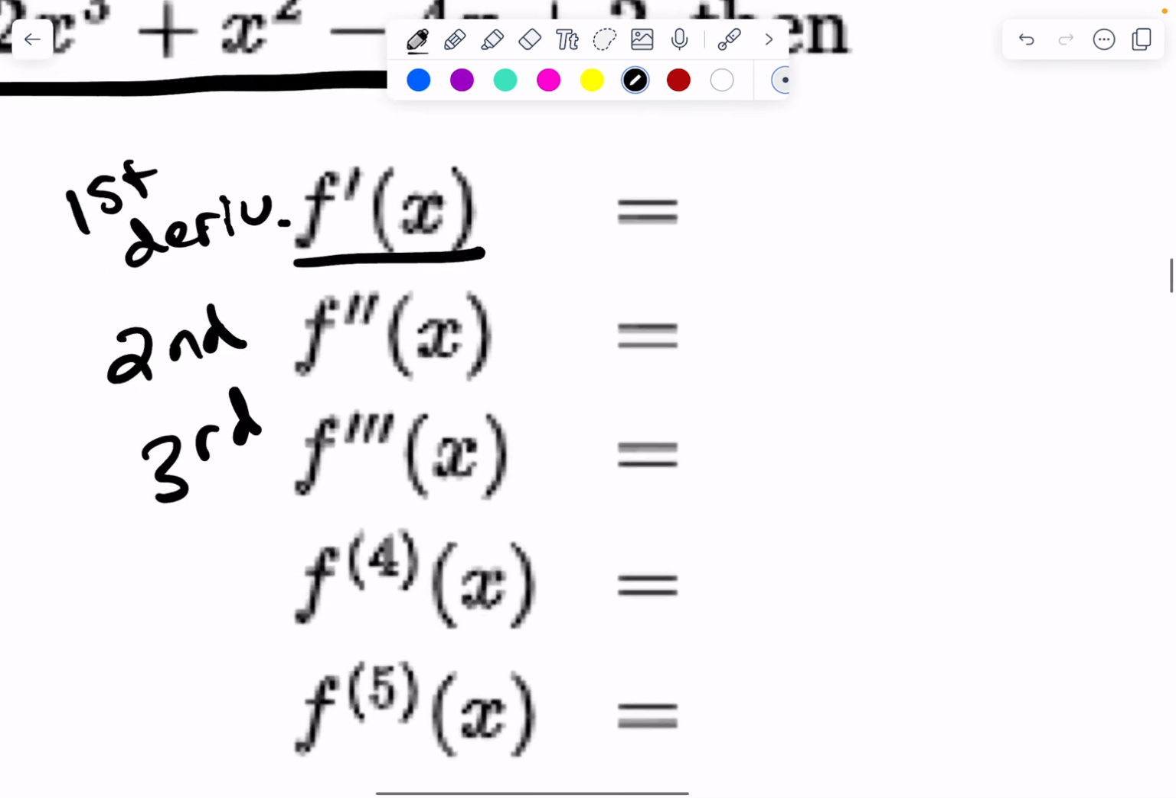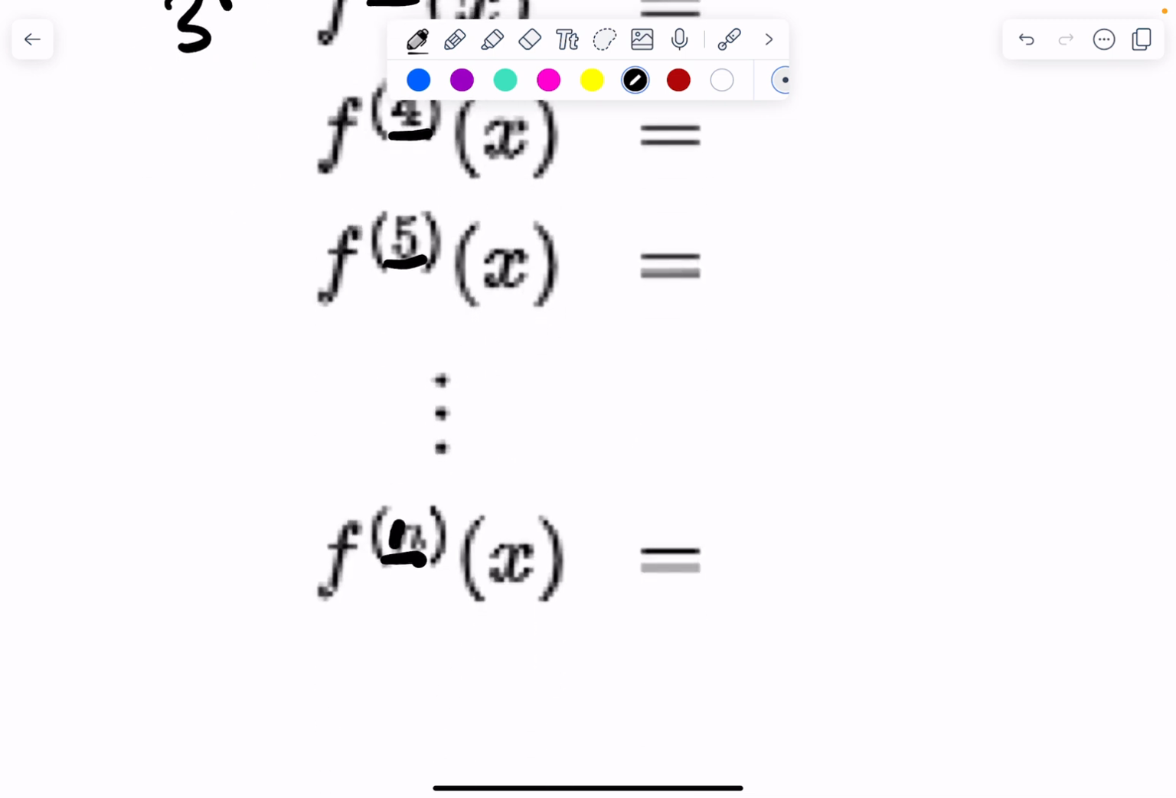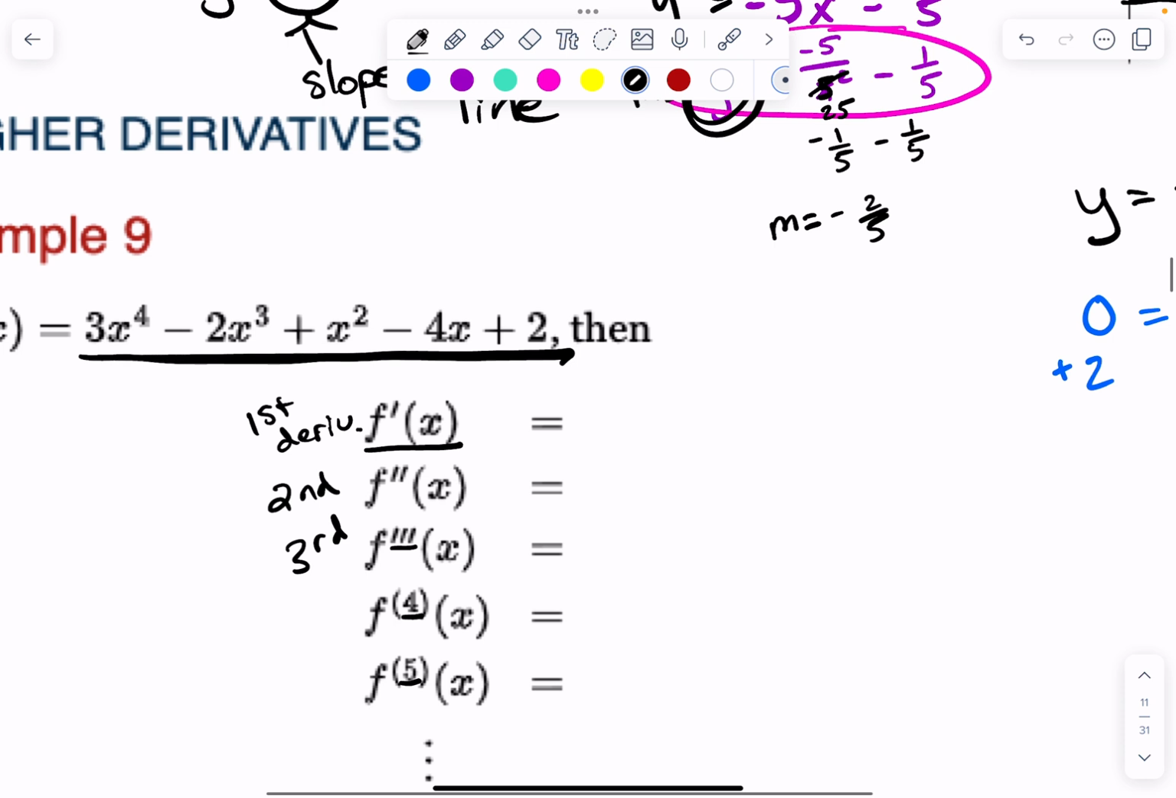They quit using apostrophes after the third derivative and just write f4, which means the 4th derivative, then the 5th derivative, the nth derivative, which means if I continued this process forever and ever, what would happen to it? And you'll see how this works. So let's start by doing the first derivative of this function.